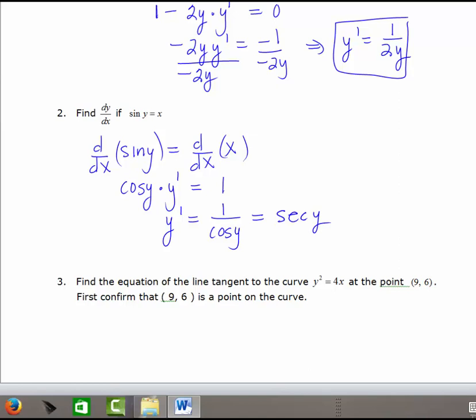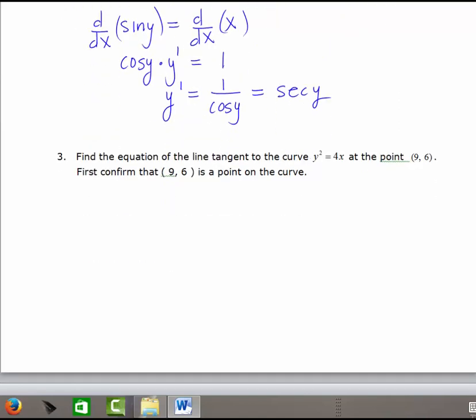Okay, and the last one, we want to find the equation of a tangent line to the curve y squared equals 4x at the point (9, 6). And so confirming that (9, 6) is a point on this curve, if I put in 6 squared is equal to 4 times 9, I get 36 equals 36. So (9, 6) is a point on the curve.